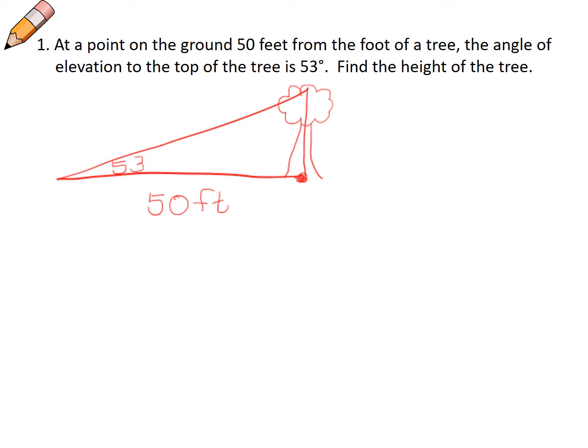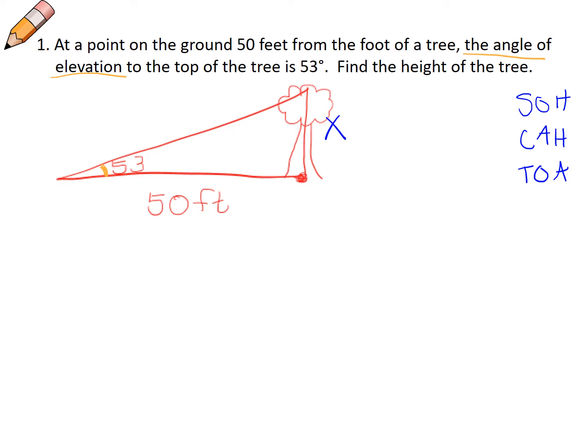And when we say angle of elevation, here I'll highlight it in a different color, the angle of elevation, that means that from the ground looking up to the top of the tree, that angle. So we want to find the height of the tree, so this would be x. So remember SOHCAHTOA, we need to figure out if we're going to use sine, cosine, or tangent. SOHCAHTOA. Opposite over hypotenuse, adjacent over hypotenuse, opposite over adjacent.